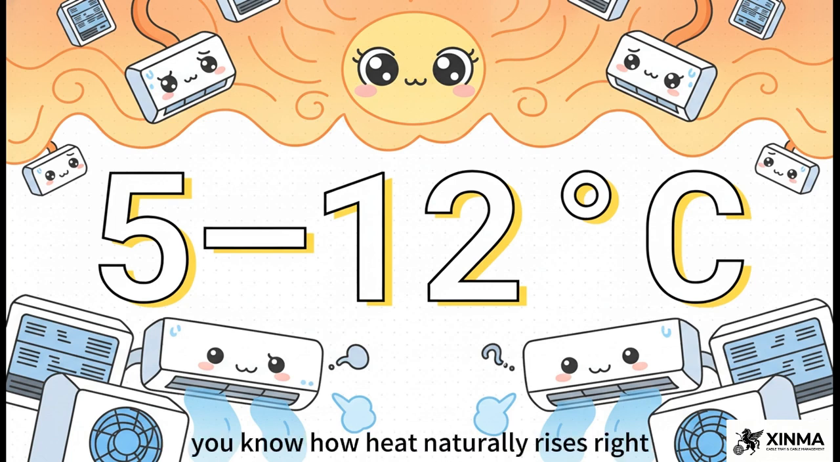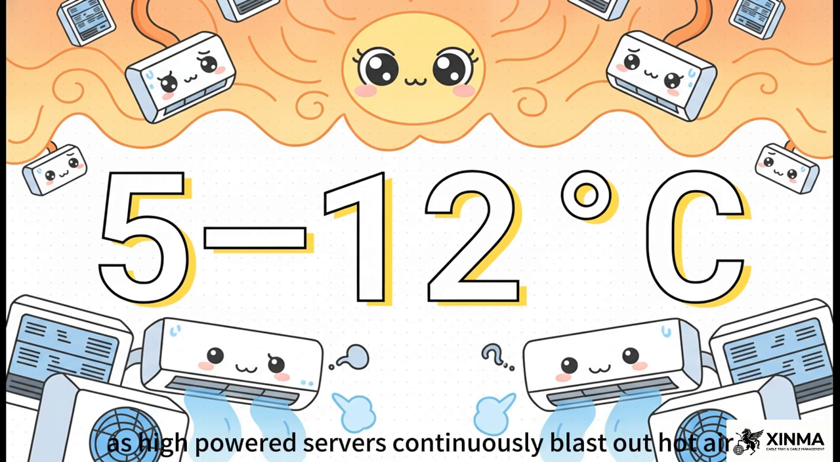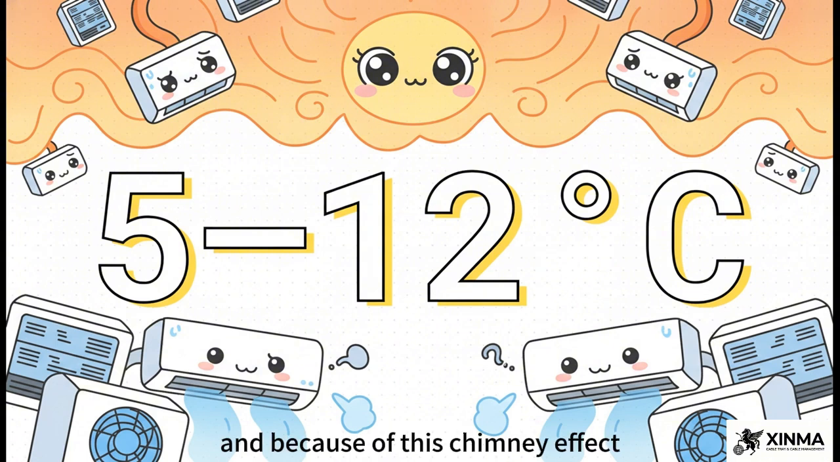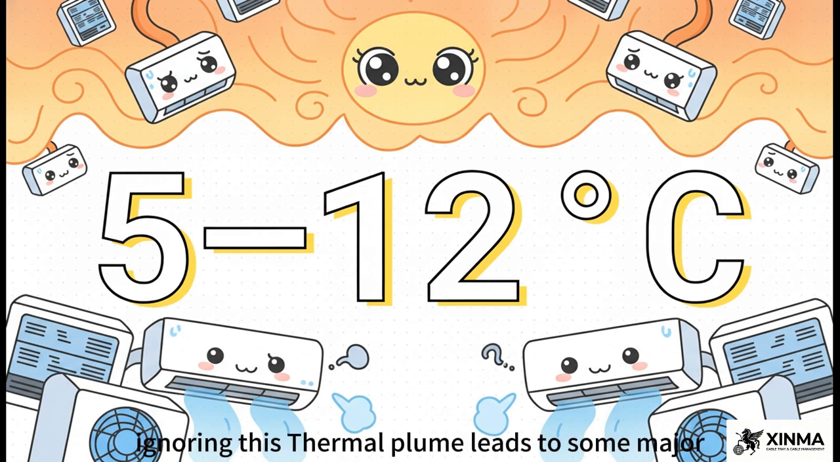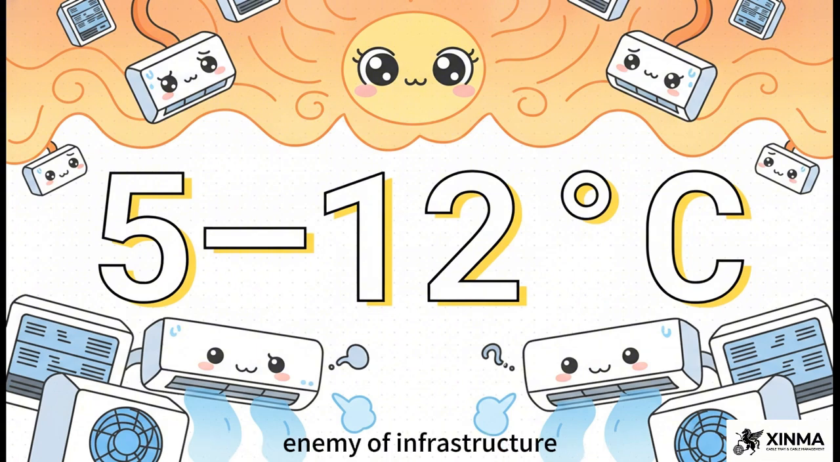You know how heat naturally rises, right? Well, as high-powered servers continuously blast out hot air, it funnels directly upward. And because of this chimney effect, the temperature right where your delicate cables live is actually 5 to 12 degrees hotter than the room's set point. Just think about that. You might think your expensive infrastructure is resting in this climate-controlled haven, but up there, it's actively sweating. And it turns out, ignoring this thermal plume leads to some major downstream problems, because trapped heat is basically the enemy of infrastructure.